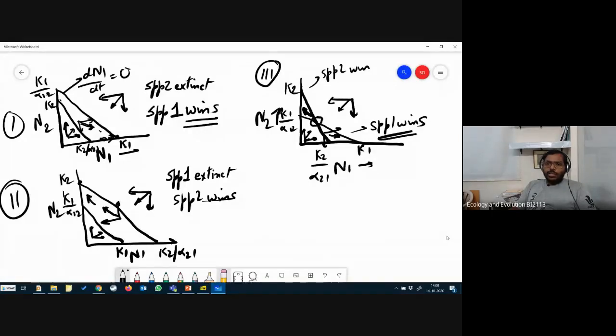Now what exactly happens on this intersection point? This intersection point is an equilibrium point, which means that at that point, both 1 and 2 will coexist. However, this is an unstable coexistence. Why is it unstable? Because the moment there is some perturbation due to which you end up in this triangle, then 2 will end up winning. If you end up in this triangle, 1 will end up winning. So this third case is an unstable coexistence.